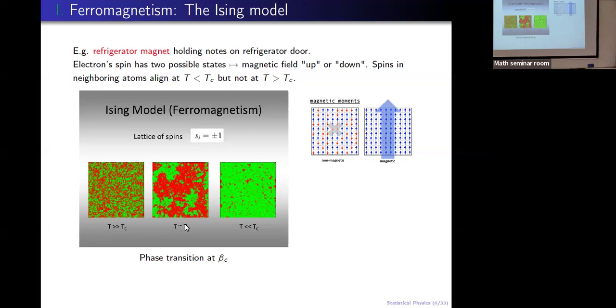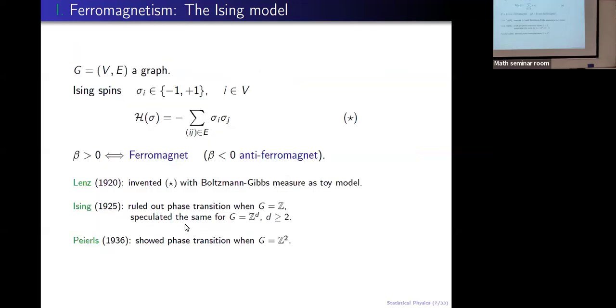And something interesting happens at the critical temperature, or critical beta, where you have patches of both the plus and the minus coexisting in a complicated and interesting manner. We will not study this anyway, so let's move on. So here is a mathematical model for the Ising model. You have a graph. You don't need to have a lattice. You can take any graph you want for that purpose.